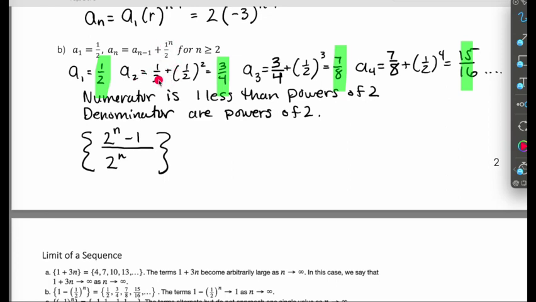So for the second term, I'm going to add 1/2 to the second power. For the third term, I'm going to add 1/2 to the third power, etc. So for the first term, I have 1/2.